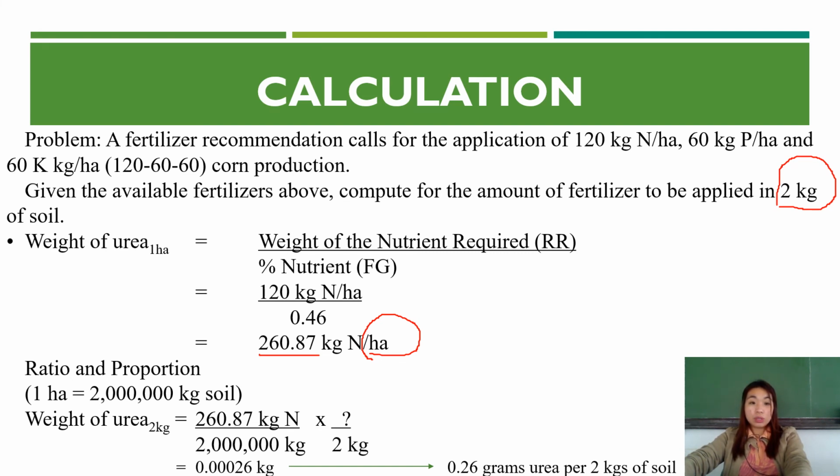Now, why am I teaching this? In case you are not planting corn, in case your test crop is a different crop, then at least you know how to compute. And also, in case you did not use 2 kilogram of soil, you used 5 kilogram, or you did a field trial, at least you know how to compute. When you do a field trial, then you compute by area, not by kilogram of soil.